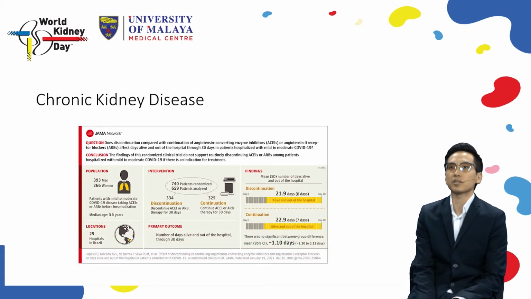And in this study published in JAMA Network, which is a prospective randomized open label trial, there was no difference in outcomes between those who continued or discontinued the ACE inhibitors or angiotensin receptor blockers.